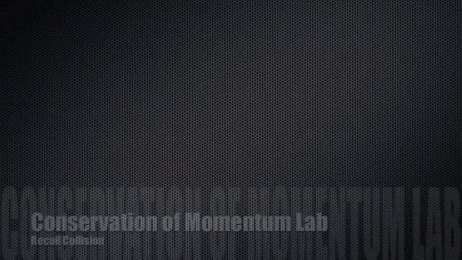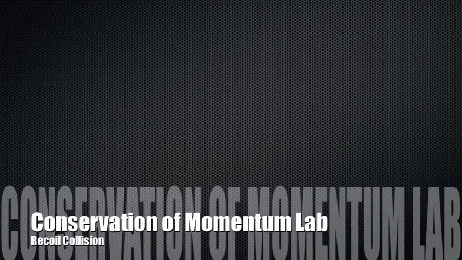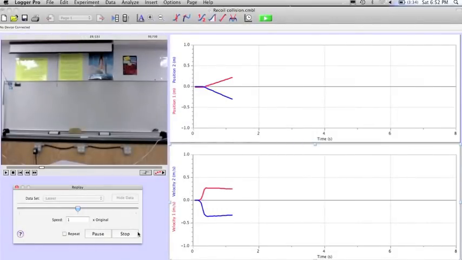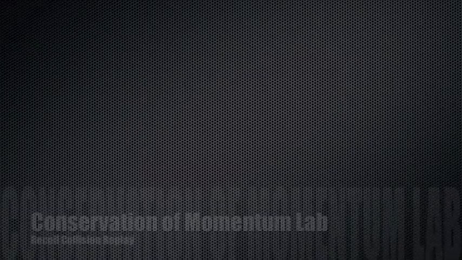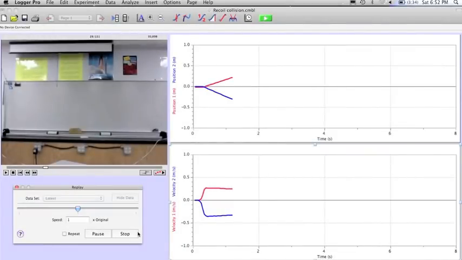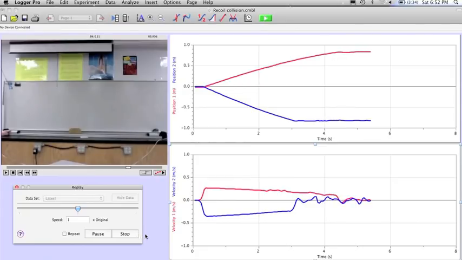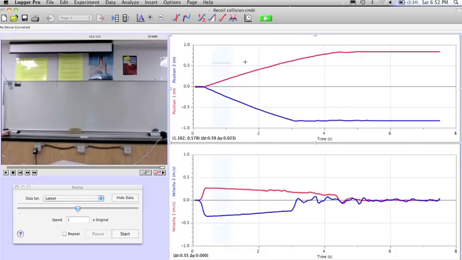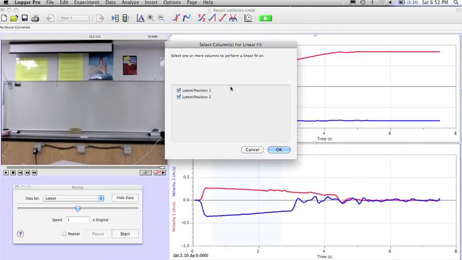The final collision we'll be looking at is the recoil collision. For the recoil collision, both carts start off together and then move outwards from each other. Once again, we're going to want to find the velocities of the carts before and after the collision. Since the carts are at rest before the interaction, their beginning velocities would be zero. We can find the after velocities, again using the linear fit tool.